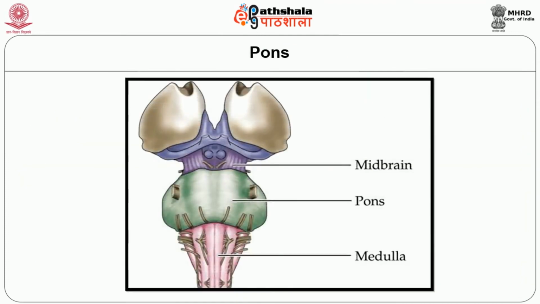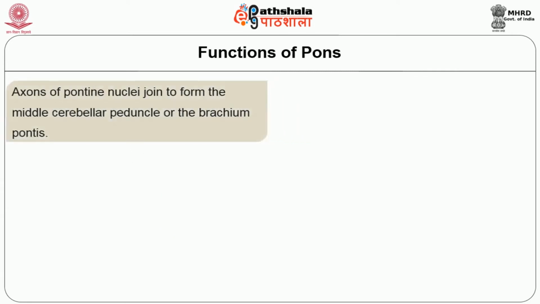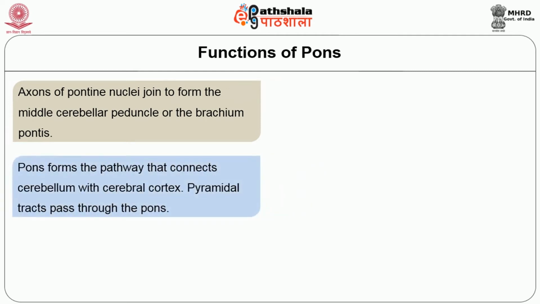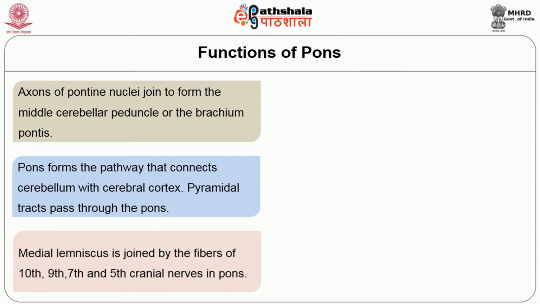Now we are moving on to pons. Pons forms the bridge between medulla and midbrain. The functions of pons are: the axons of pontine nuclei join to form the middle cerebellar peduncle or the brachium pontis. Pons forms a pathway that connects the cerebellum with cerebral cortex. The pyramidal tracts pass through pons, and the medial lemniscus is joined by the fibers of 10th, 9th, 7th and 5th cranial nerves in pons.